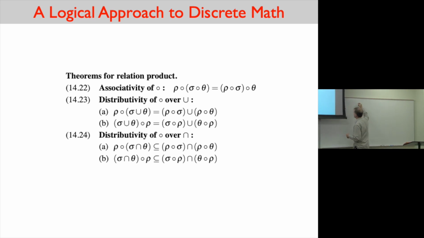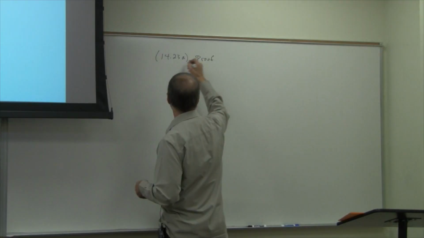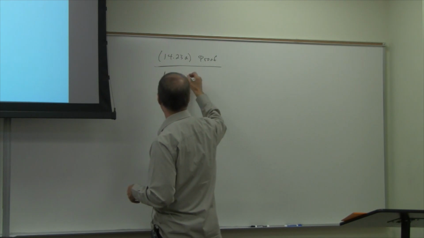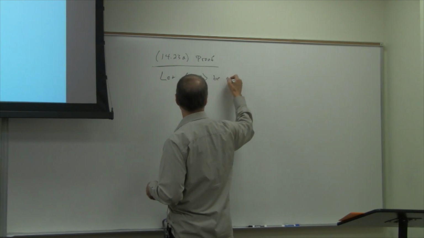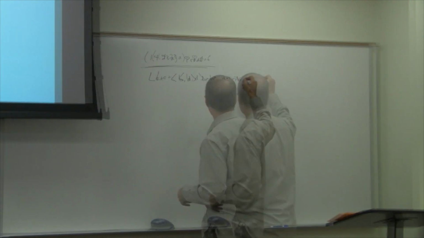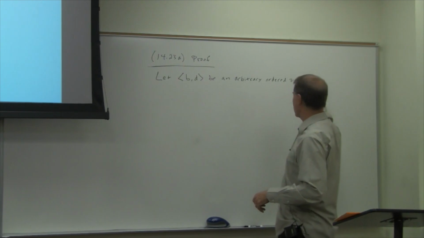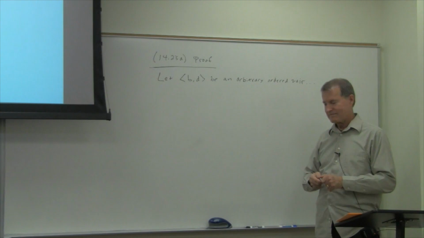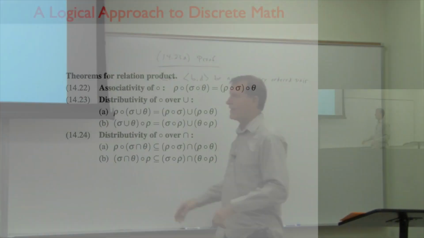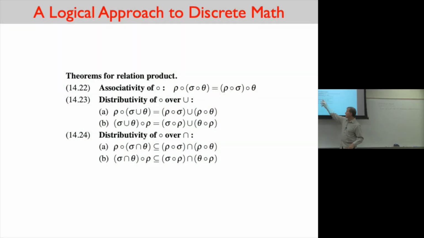But so for 14.23A, proof, start off by let BD be an arbitrary ordered pair. You can go on from there, right? And prove that ordered pair is an element of both sides. That arbitrary ordered pair is an element of this equals that arbitrary ordered pair is an element of this.